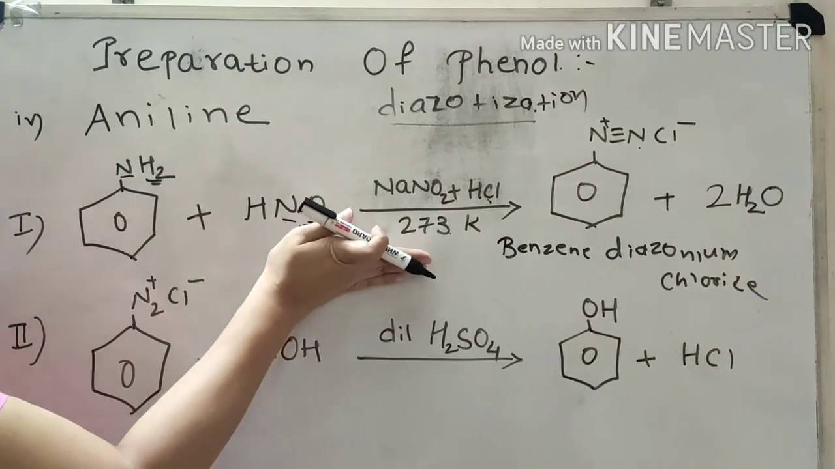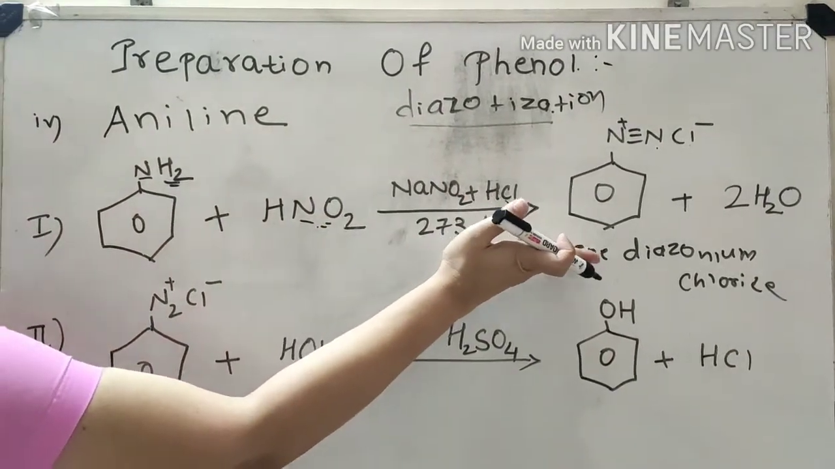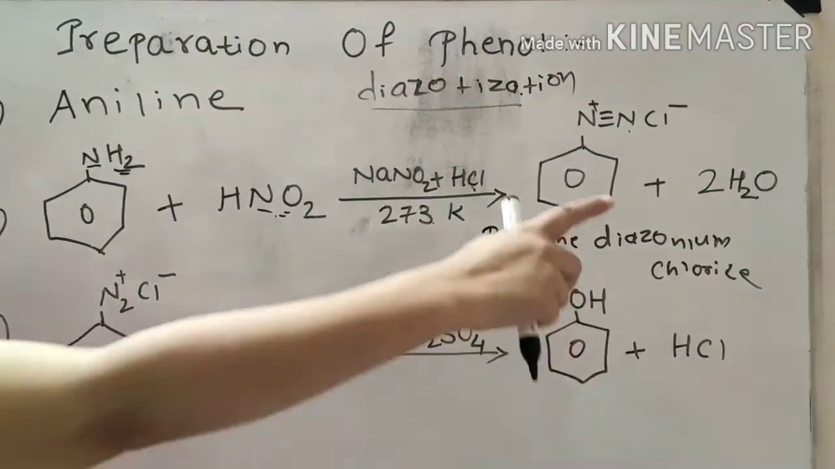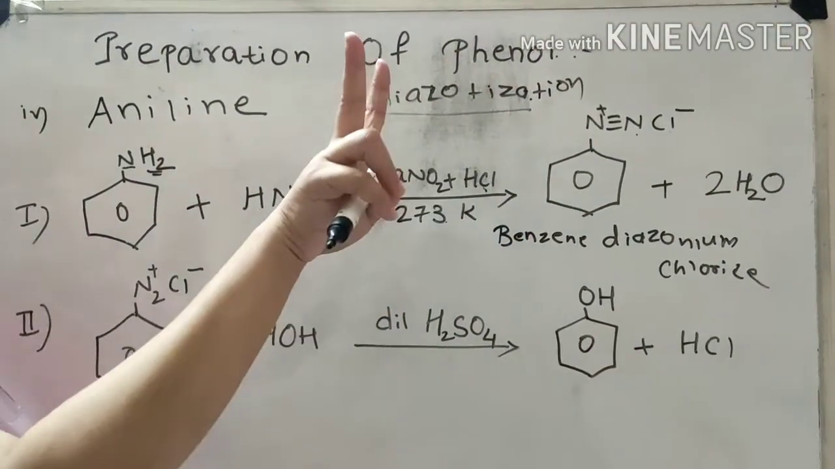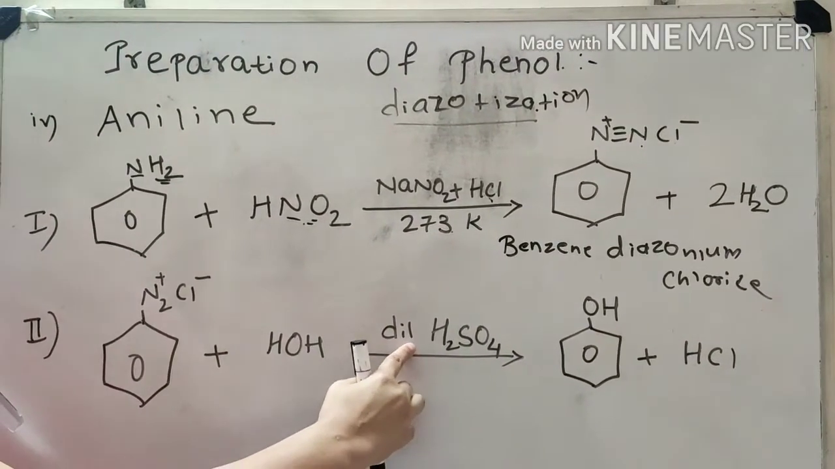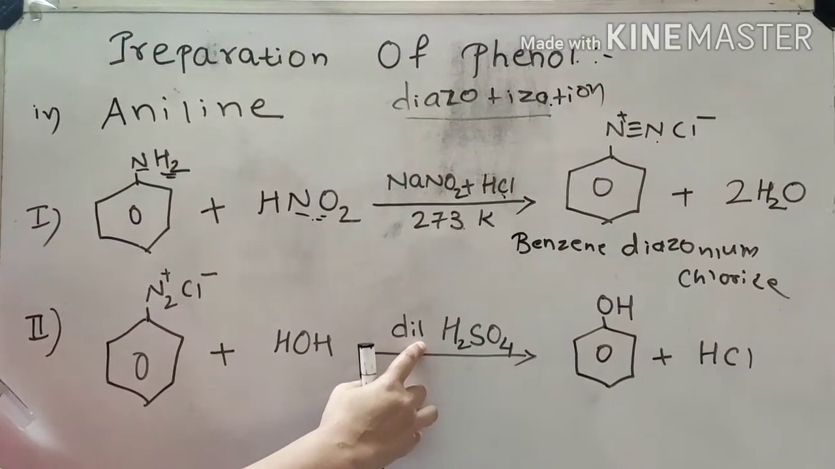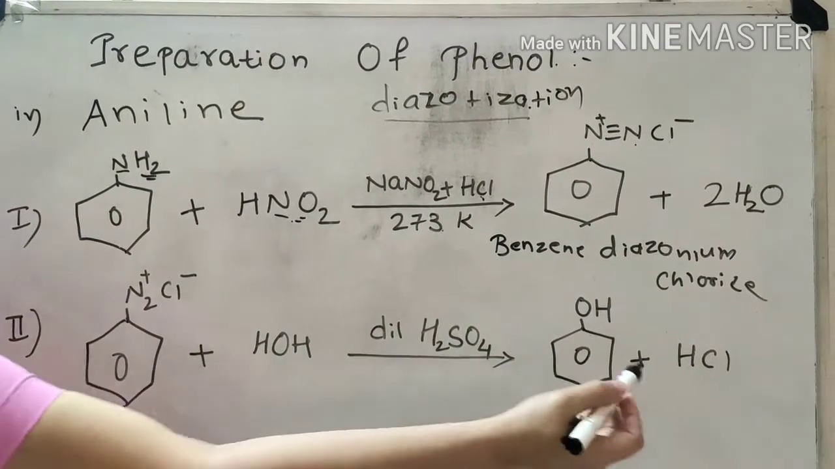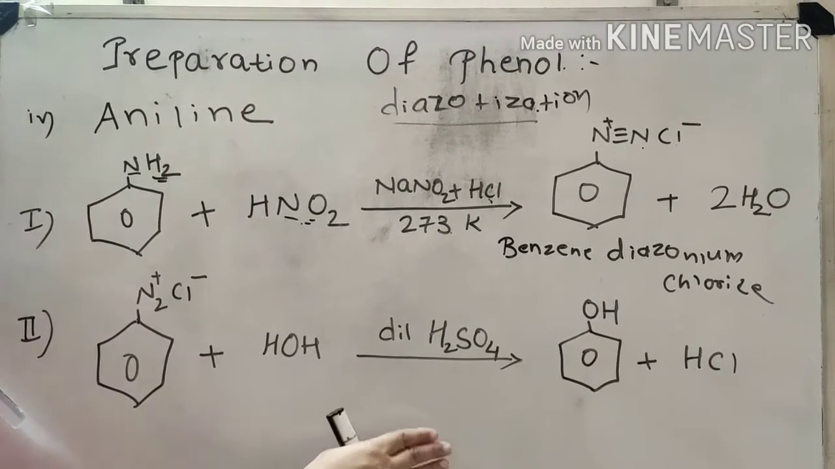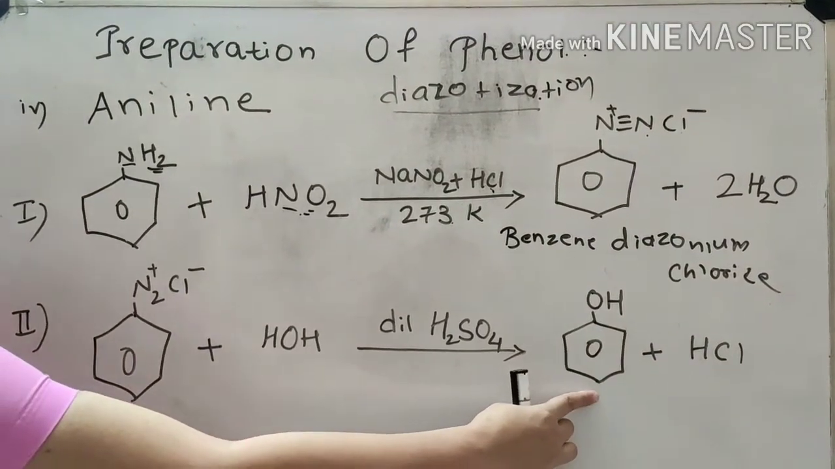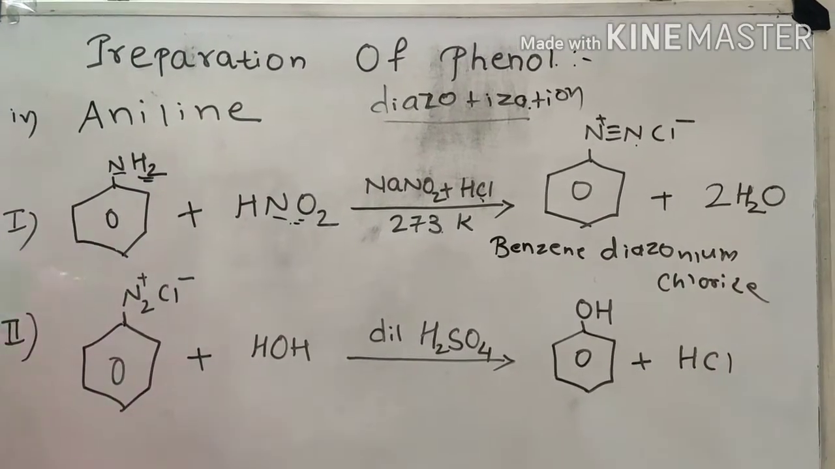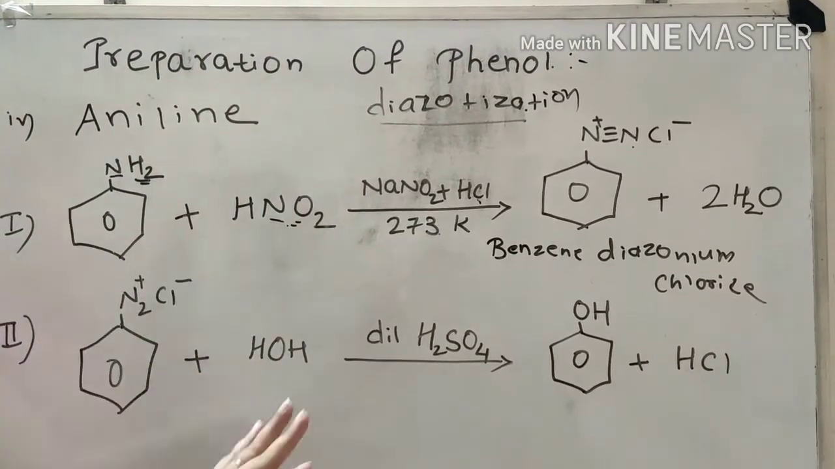So in the first step we get benzene diazonium chloride with two molecules of water. In step number 2, out of the two water molecules, we take only one water molecule, and in presence of dilute H2SO4, it gives HCl as the byproduct, and the main product we get is phenol. So in this way, this is the preparation of phenol from aniline. Here we have finished the 4 preparation methods of phenol.